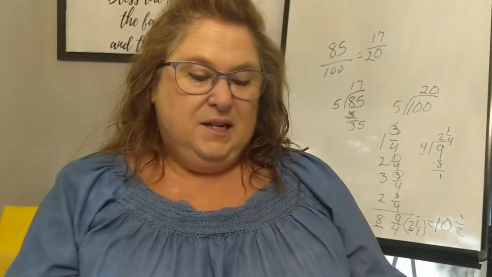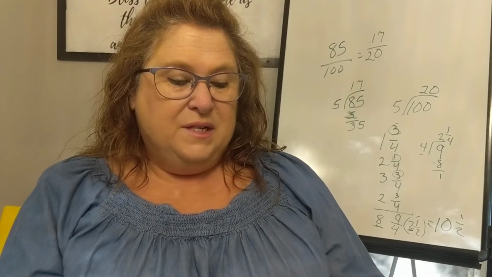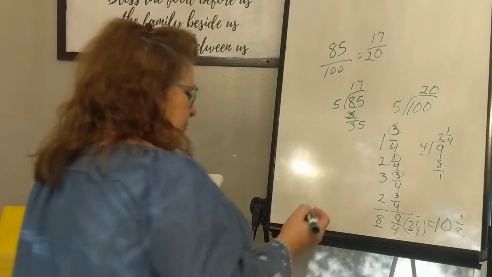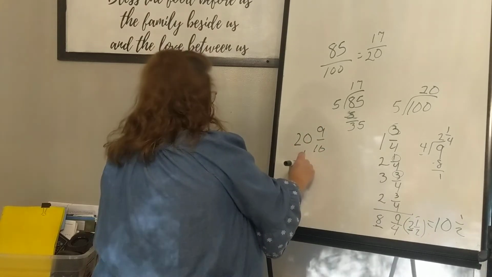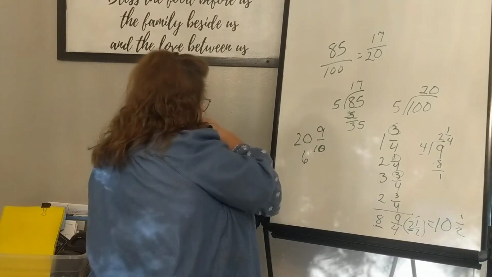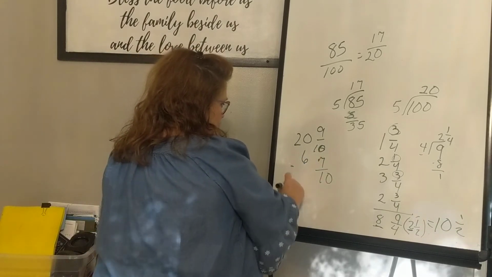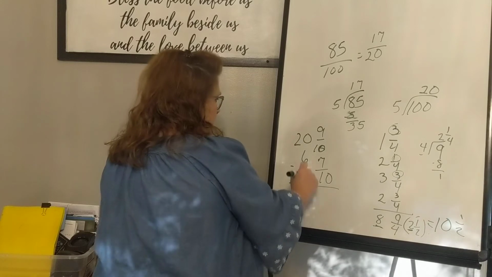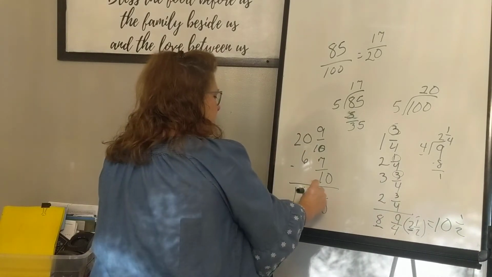Okay, go ahead and turn the page to page 140 and look at section 6, and we're going to look at letter C. So we have 20 and 9/10 minus 6 and 7/10. So 20 minus 6 is 14. That's our whole number. Bring our denominator down. 9 minus 7 is 2.